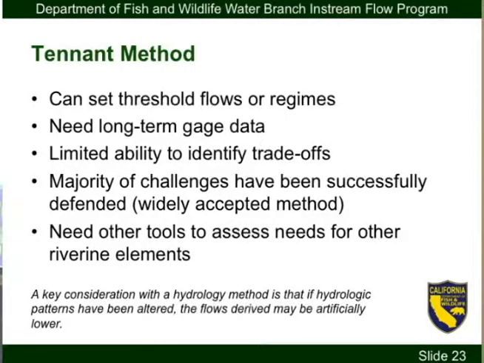So the Tennant method is one method. It's used to set a threshold flow. It's really easy. If you have stream hydrology data, you can use that to assess what the low flow threshold is. And one of the good things about it is it's been challenged many times, and it's generally an accepted method. So that is a tool that you can use.